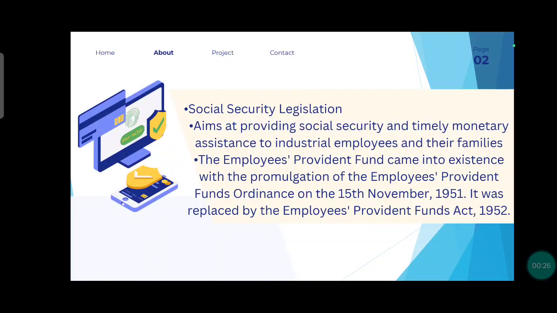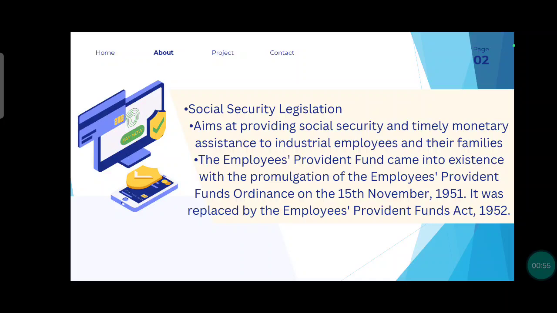The first one is Social Security Legislation, which means this policy will ensure the social securities for the employees. Second one is it aims at providing social security and timely monetary assistance to industrial employees and their families, which means it acts as a security as well as provides monetary support in the manner of money to their families in case of any emergency or unavoidable situations like death also.